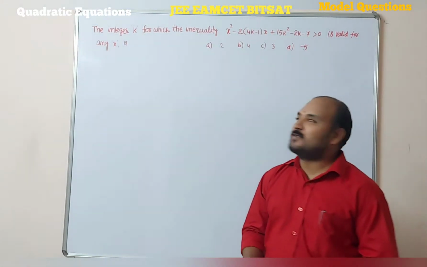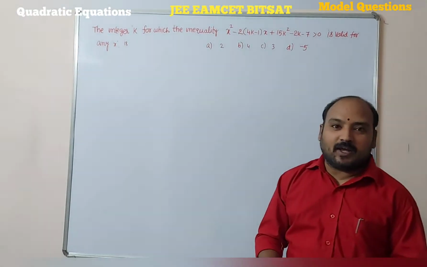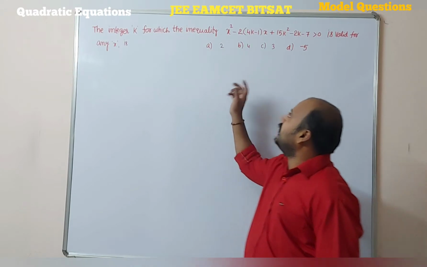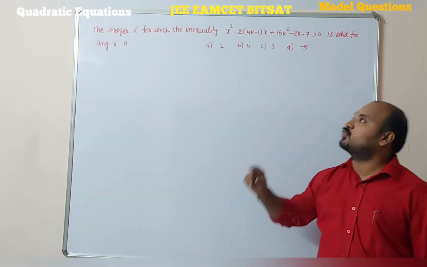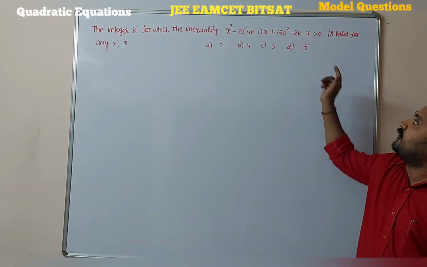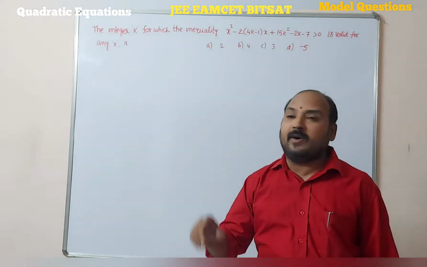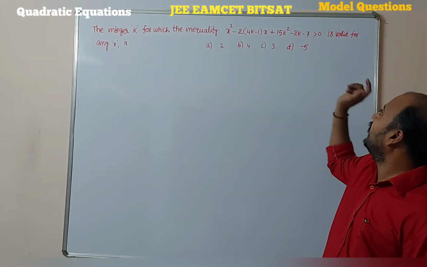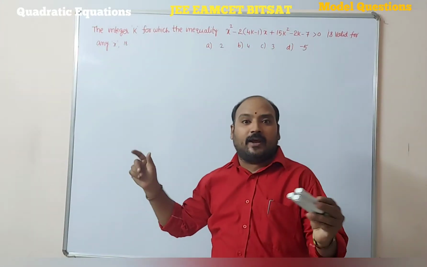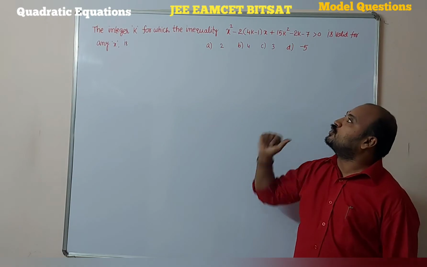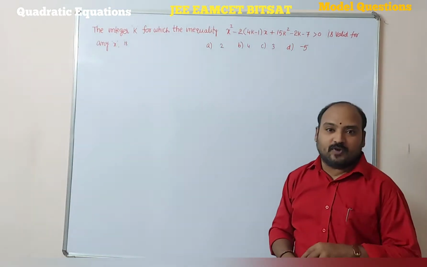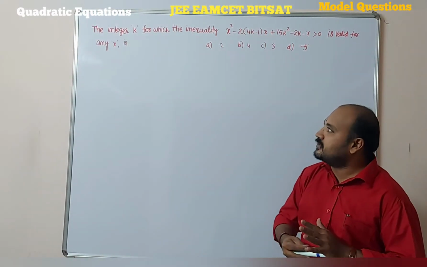The next question, dear students. The integer k for which the inequality x square minus 2 into (4k minus 1) into x plus 15k squared minus 2k minus 7 is greater than 0 is valid for any x is, these are the options: 2, 4, 3 and minus 5. These are the options.